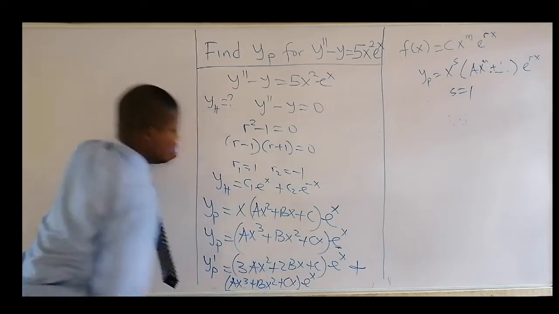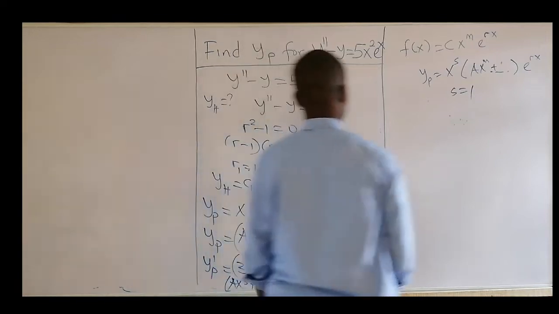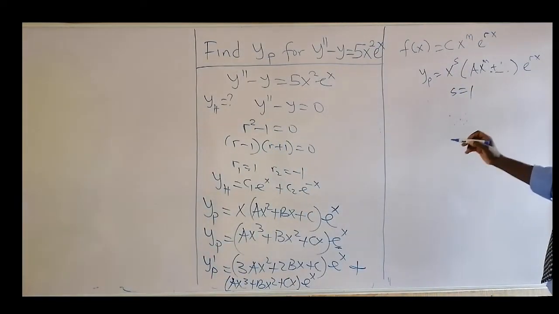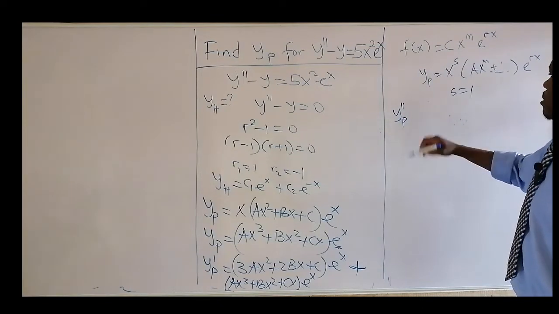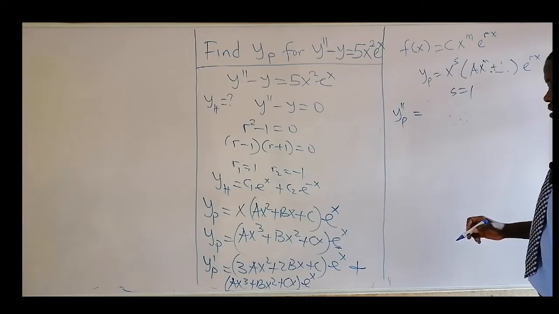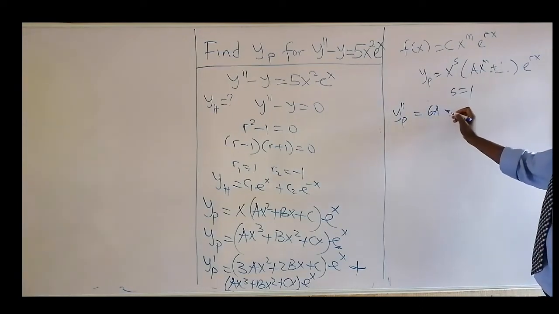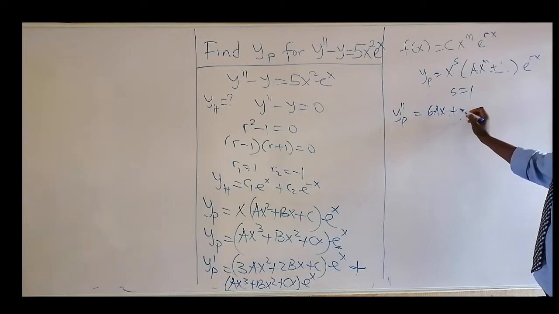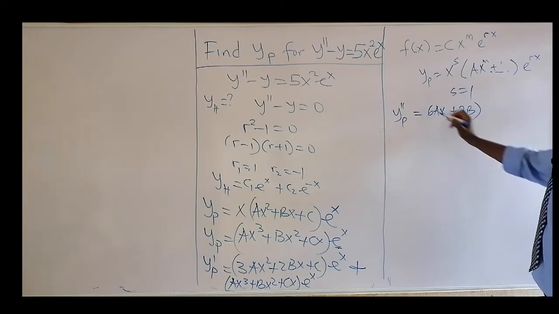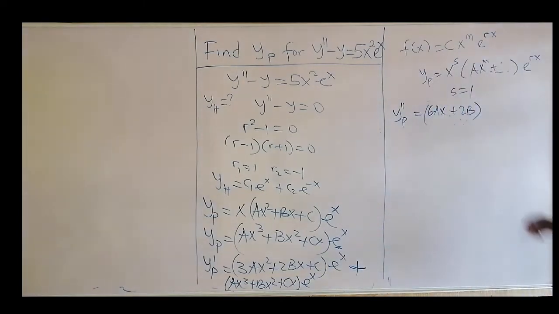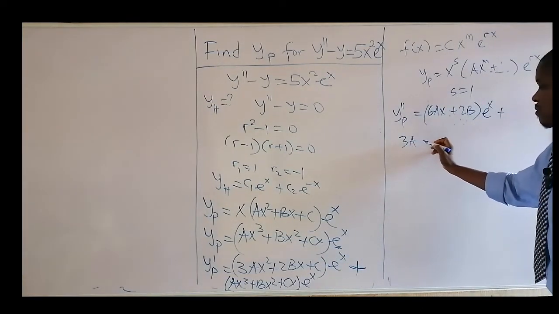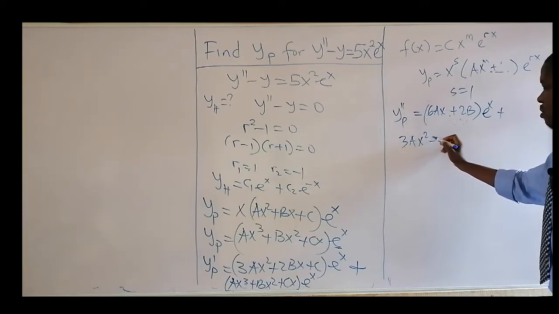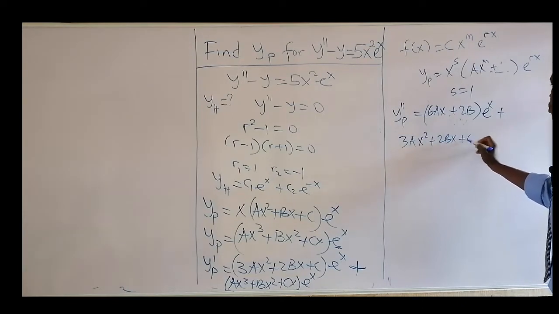Okay, so that's the first differential. Can we get the second differential? The second differential, yp'', will be equal to the first one, that will be (6ax plus 2b), okay, the differential of c, a constant, is 0. Then plus, keep this one constant and differentiate the exponential: (3ax squared plus 2bx plus c) e^x.